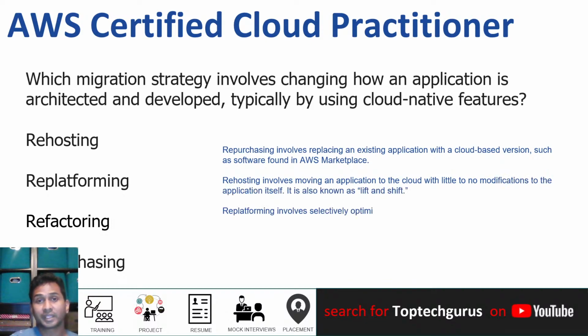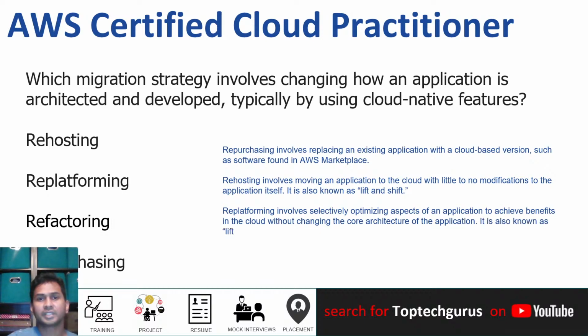I'm sorry, it is a migration strategy. Repurchasing involves replacing an existing application with a cloud-based version, such as software found in AWS Marketplace. So if you find a software that replaces the current functionality of your application, then you can just replace that by purchasing another software. Yeah, you could go to AWS Marketplace, or you could buy it from another place as well.